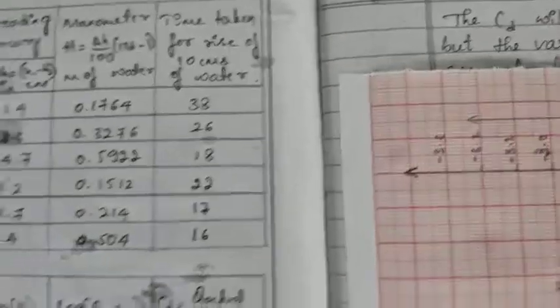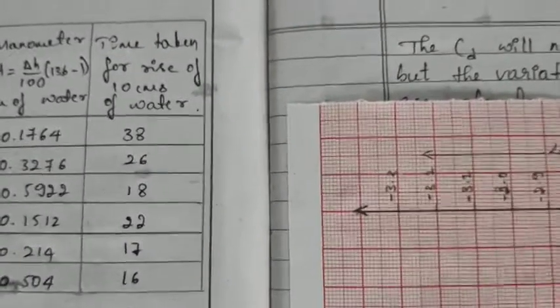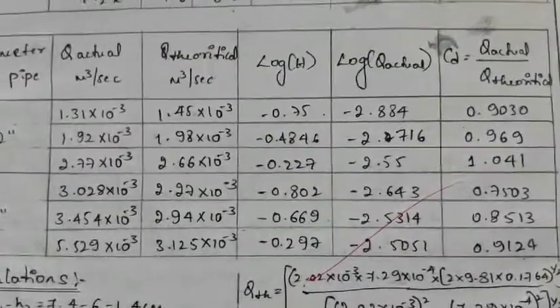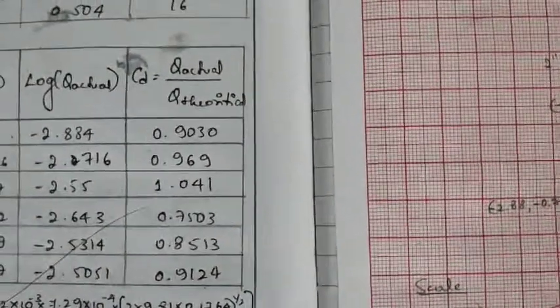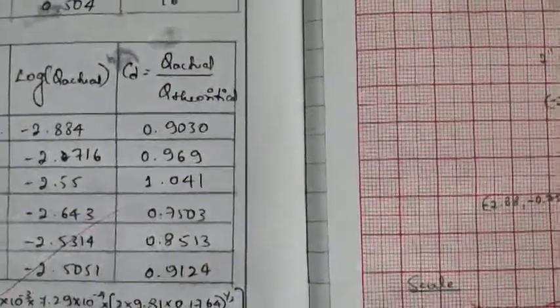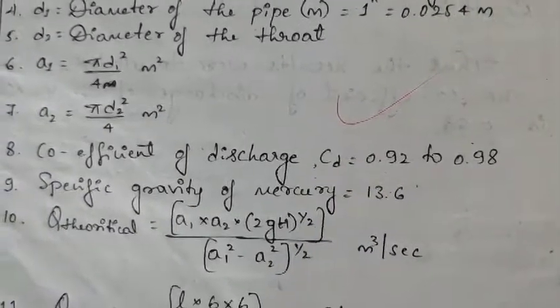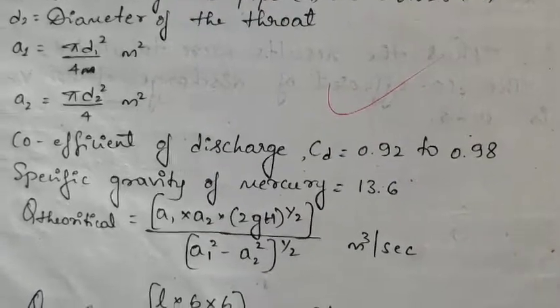Find out Q actual. Let us measure the time in seconds with a 10 centimeter rise or 5 centimeter rise, whichever is convenient to us. And then Q actual is found out, Q theoretical is found out. The ratio of Q actual and Q theoretical gives us the coefficient of discharge. The actual discharge is always less than the theoretical discharge, so the CD value is always less than 1. It could be from 0.9 to 0.98.